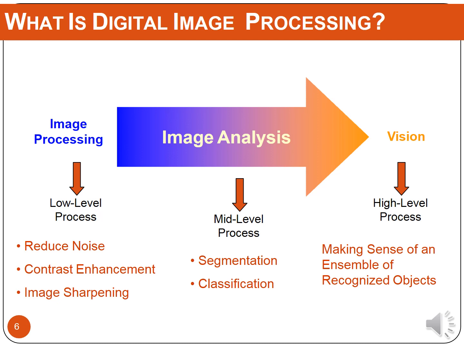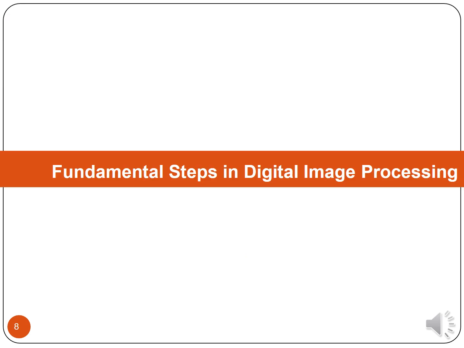Initially we consider the image in the low level process, where we reduce the noise, enhance the contrast, and sharpen the image. After that it is given to the mid level process, that is segmentation and classification, and then finally to the high level process, that is making sense of an ensemble of recognized objects.